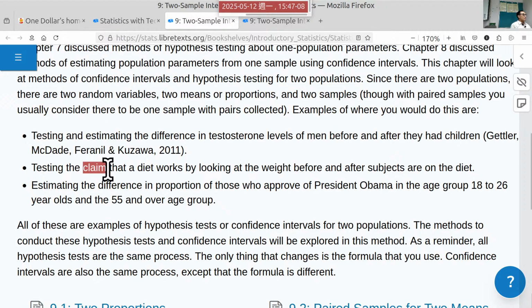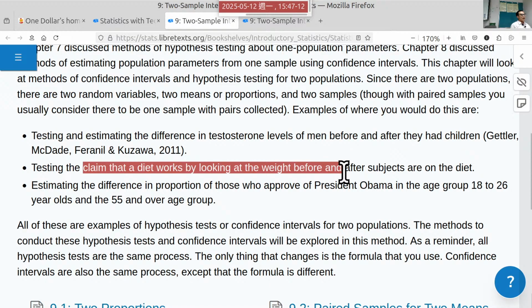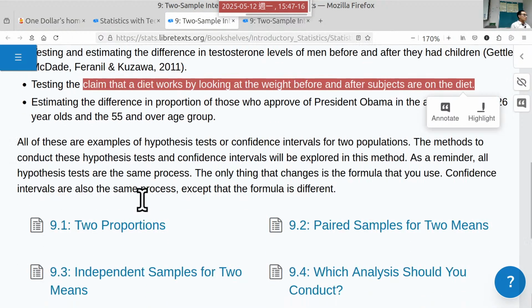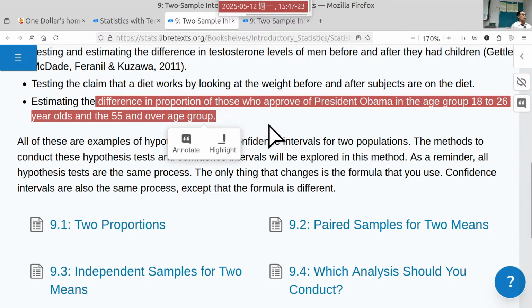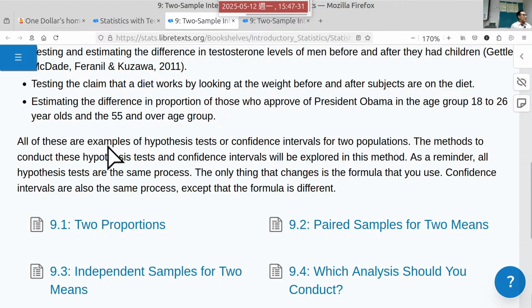Testing the claim that a diet works by looking at the weight before and after subjects are on the diet. Estimating the difference in the proportion of those who approved of President Obama in the 18 to 26 years old age group and the 55 and over age group, to check whether they are different.